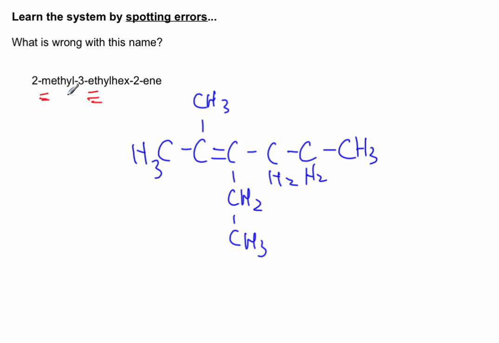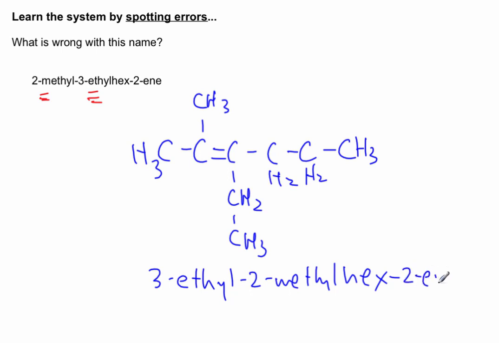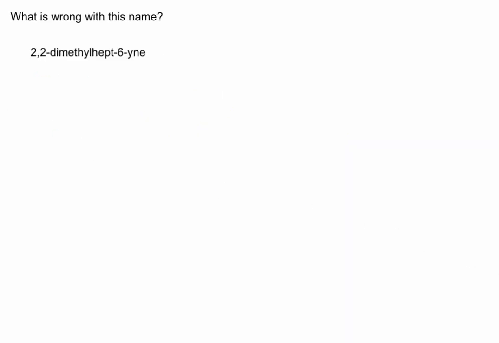Eth comes before meth, so the order of the branches is incorrect. Everything else is fine, so that actually would be called 3-ethyl-2-methylhex-2-ene. Okay, so that is the correct answer. How about this one?